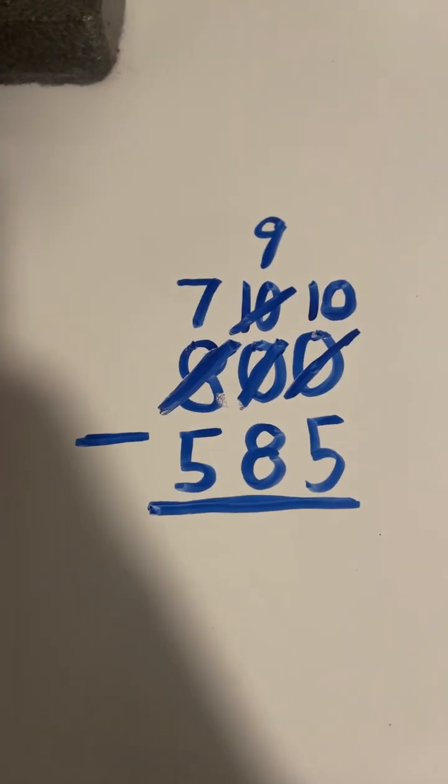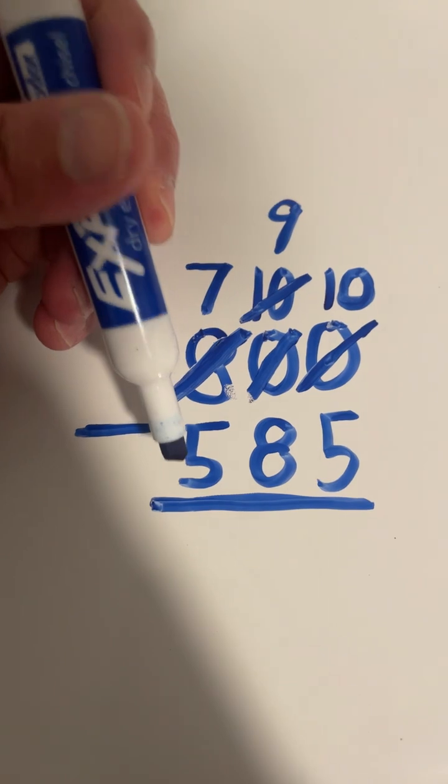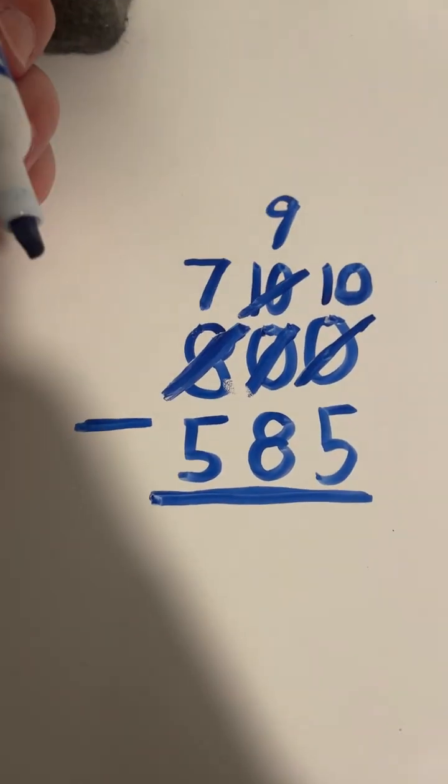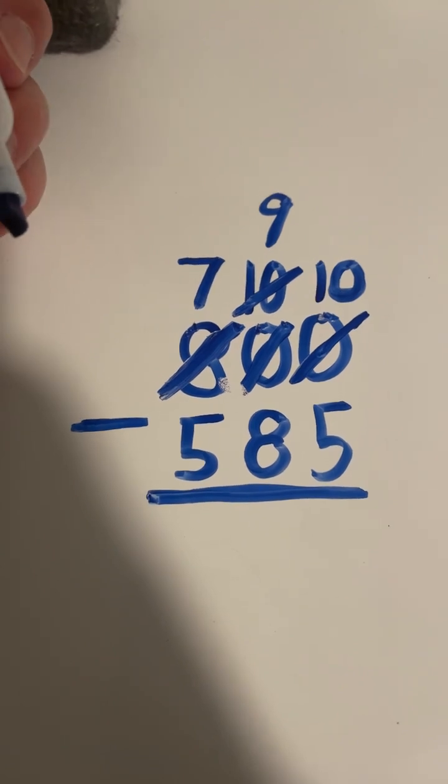So now I'm just going to double check, make sure all the digits on top are bigger. 7 is bigger than 5, 9 is bigger than 8, 10 is bigger than 5. So now that all the digits on the top are bigger, we can subtract.